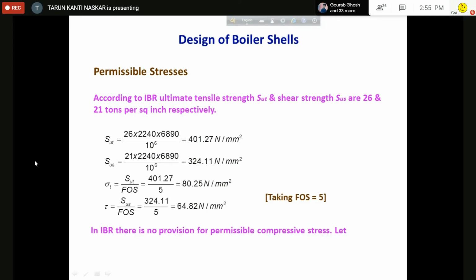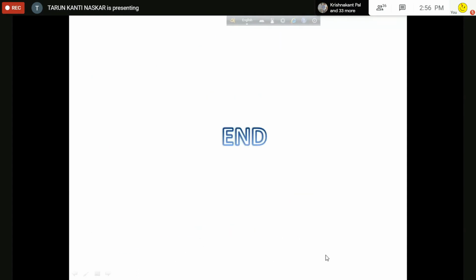In IBR, there is no provision for permissible compressive stress. So we can use compressive stress equal to 1.5 sigma T. And therefore, sigma C is equal to this value. So this is all.